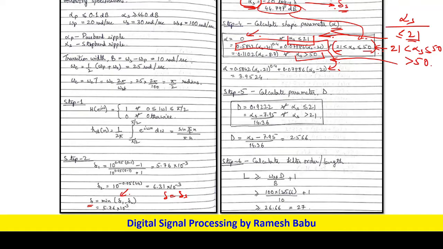Same goes for D. These parameters are the same for all the problems. These two parameters you have to remember, this alpha value and D value. So you are given some conditions, and whatever satisfies your condition, according to that you have to use either, in this case, if your alpha is less than or equal to 21, then you have to use this constant value. Otherwise, if it is greater than 21, you have to use this value to calculate the D parameter.